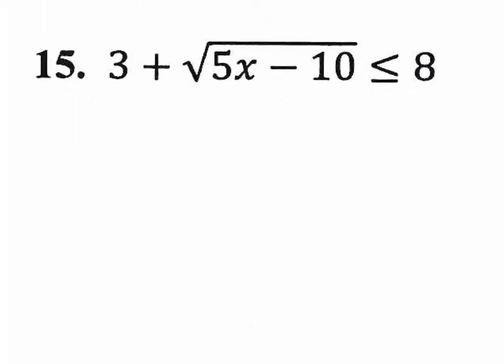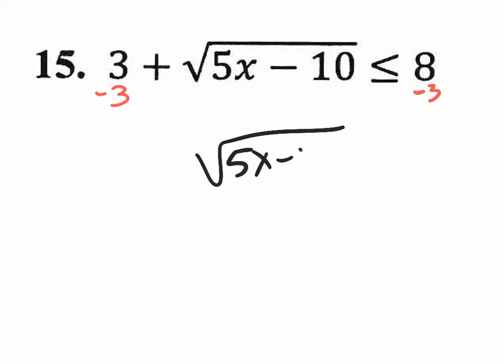Moving on to the next one, 15. What do I do to isolate? Okay, minus 3 to both sides. Now, if it would have said 3 times the square root, then yeah, I would be dividing by 3, but it says 3 plus. I need to undo the addition of 3, so I'm going to be subtracting 3. And what you do to one side, you do to the other, subtract 3. My new equation is the square root of 5x minus 10 is less than or equal to 5.